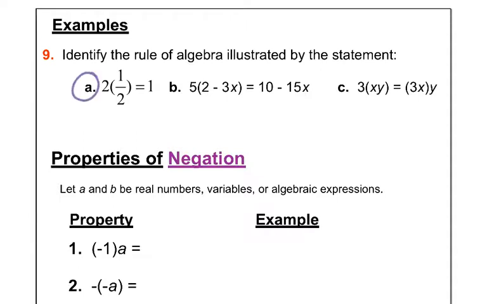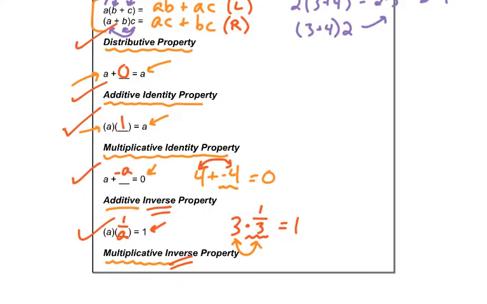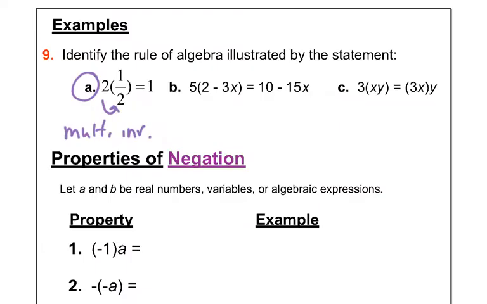All right, part A. Well, I'm taking 2 and I'm multiplying by 1 over 2. So I'm taking a number, I'm multiplying by its reciprocal, by its inverse. I'm multiplying by its multiplicative inverse. There you go. There's the multiplicative inverse property. Because I multiplied by its reciprocal, its inverse, and I got 1 back out. Feel free to go back and double check. And yep, that's the same one right here. A and 1 over A.